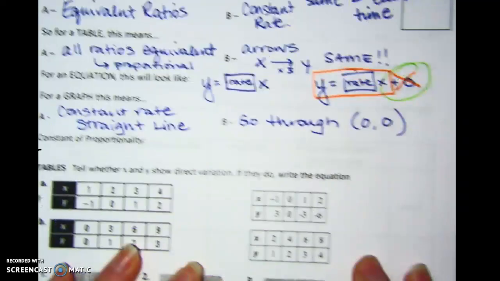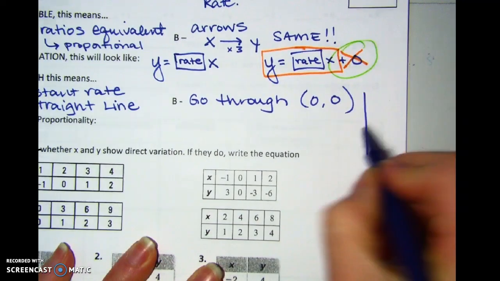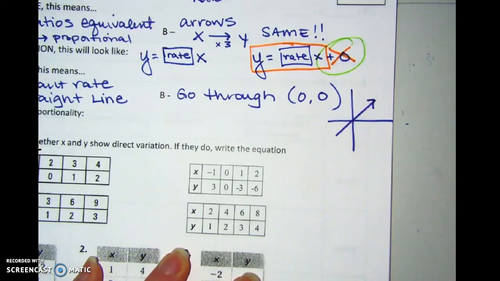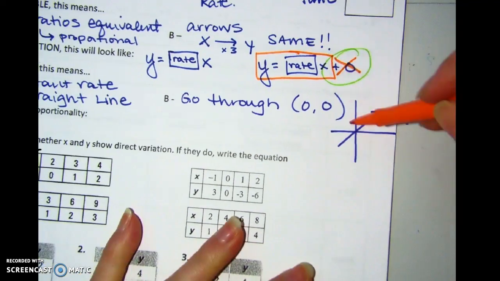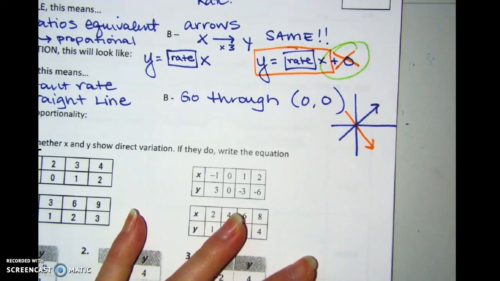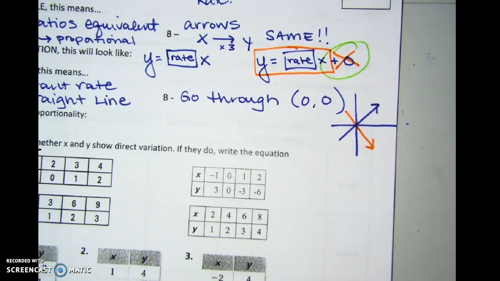Okay, so that means your graphs, if I graph them here, could be a straight line through 0, 0 going up, or a straight line through 0, 0 with a negative slope going down. Those are the only two kinds of graphs that will be proportional or direct variation.